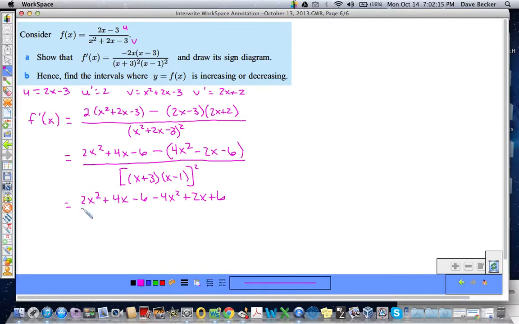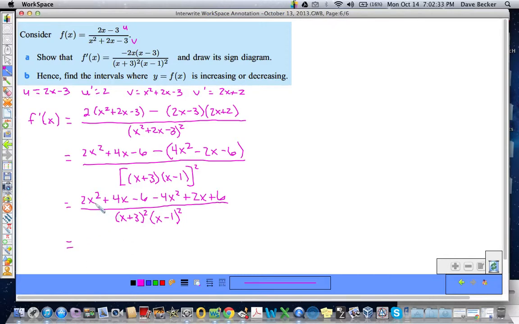Cleaning up some more, we get 2x squared plus 4x minus 6 minus (4x squared plus 2x minus 6) all over. Okay, and I have two terms, both being squared, so I can write them just like they want me to, as (x plus 3) squared multiplied by (x minus 1) squared. So at least we have the denominator correct.